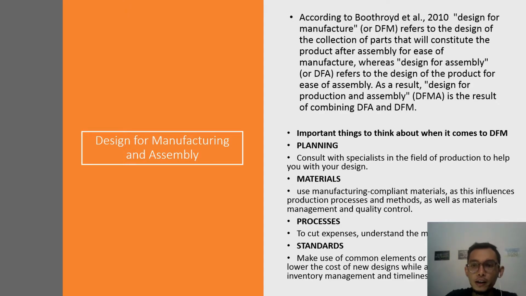According to Boothroyd et al. 2010, design for manufacture, or DFM, refers to the design of the collection of parts that will constitute the product after assembly, for ease of manufacture, whereas design for assembly, or DFA, refers to the design of the product for ease of assembly. As a result, design for manufacture and assembly, DFMA, is the result of combining DFA and DFM. There are a few important things to think about when it comes to DFM. First is planning, second is materials, third is process, and lastly is standards. So these four things have to be considered before we plan to do DFM.